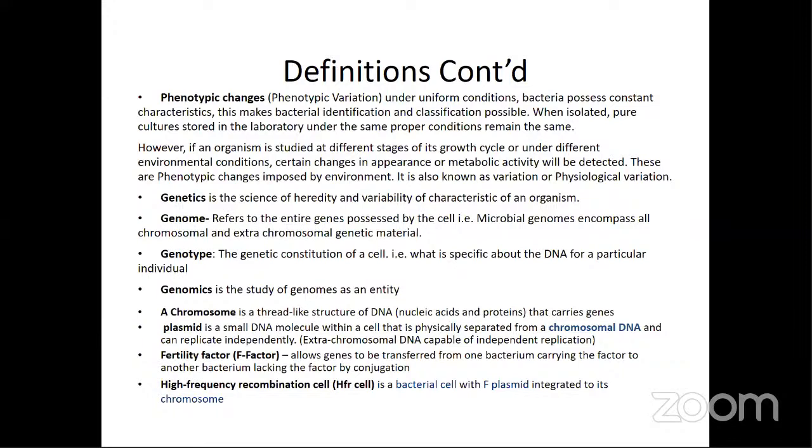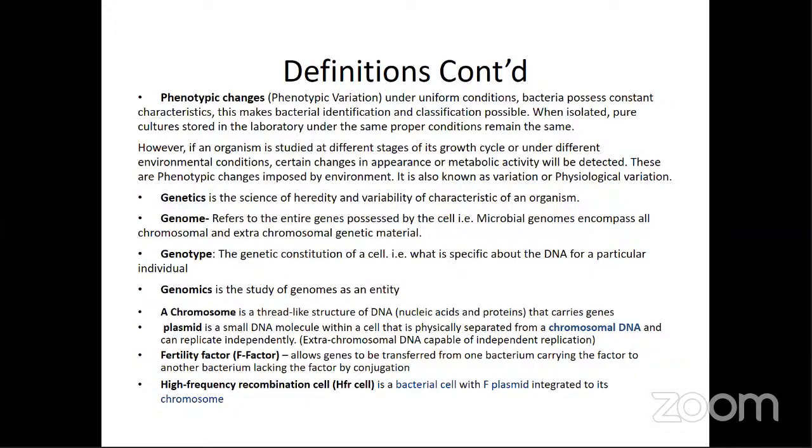But if you study the same organism under different stages of growth or under different environmental conditions, changes in appearance will definitely take place, and changes in metabolic activity may be detected. All these are phenotypic changes imposed on the cells of the bacteria by the environment. This is known as variation or physiological variation.